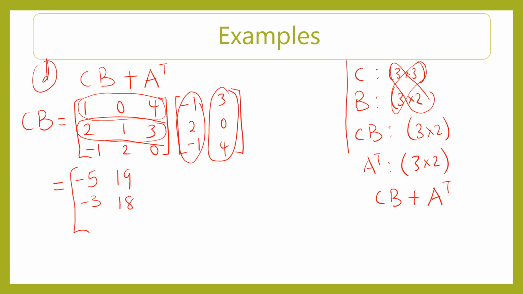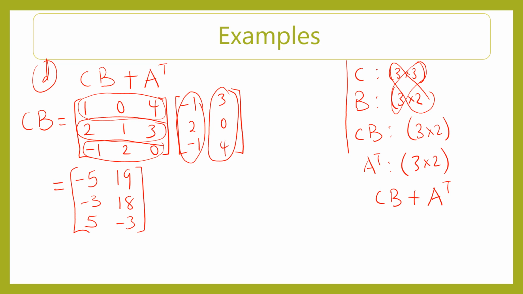All right, so I go to the last row. Minus 1 times minus 1 is 1. 2 times 2 is 4. 0 times minus 1 is 0. So 1 plus 4 is 5. Last one will be minus 1 times 3 is minus 3. 2 times 0 is 0. 0 times 4 is 0. So the answer will be minus 3. That becomes C times B.